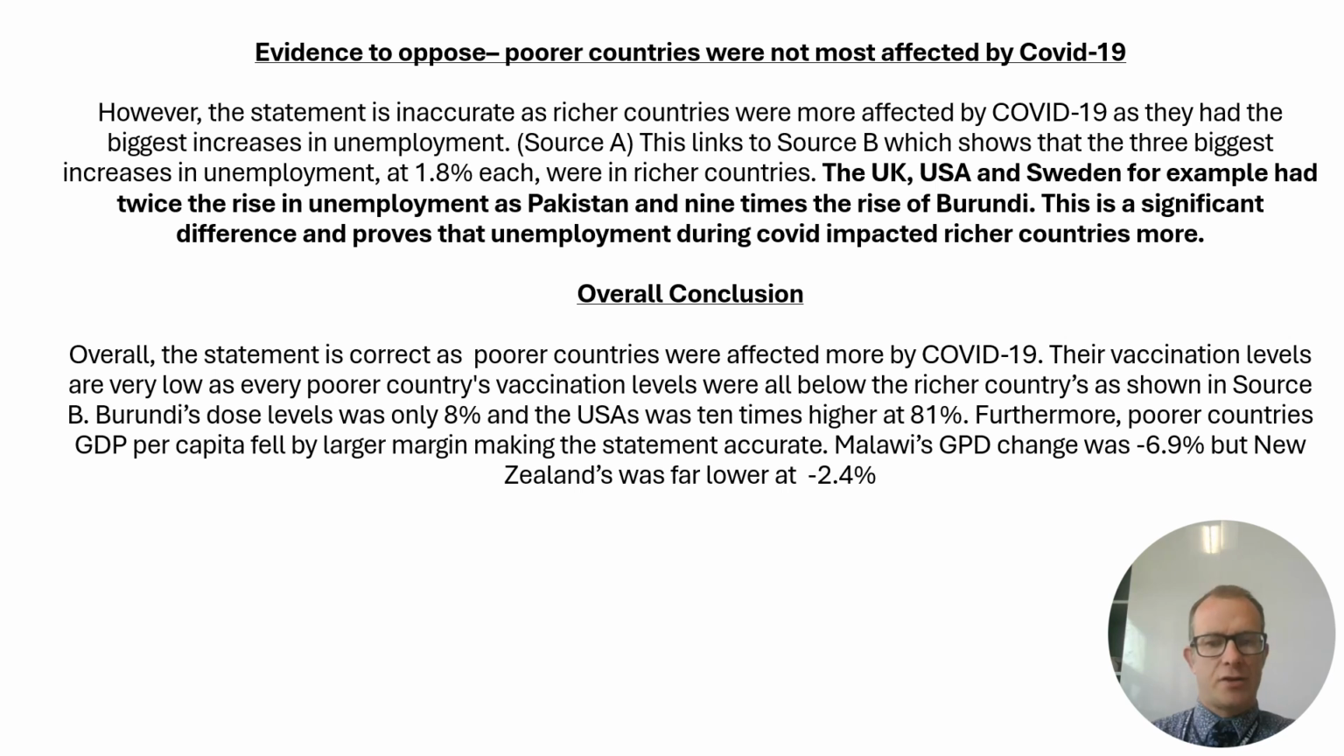And I've added 2 examples about vaccination levels and also about GDP per capita. So GDP per capita is how much money a country makes per person. If it's lower, they make less money. So the conclusion is 2 new examples that would gain 2 marks. So this whole answer would easily gain 10 marks.